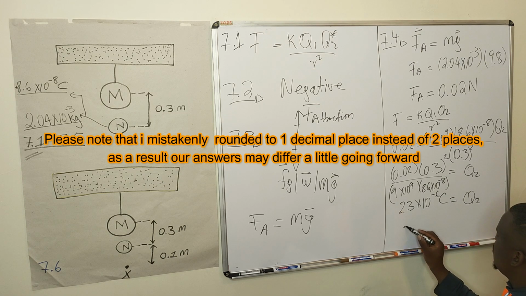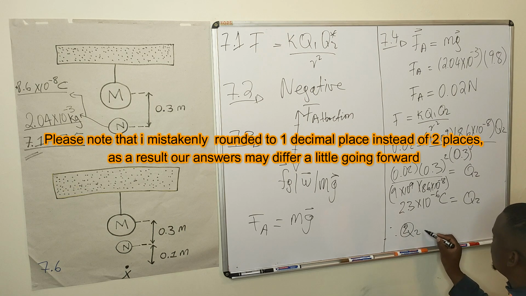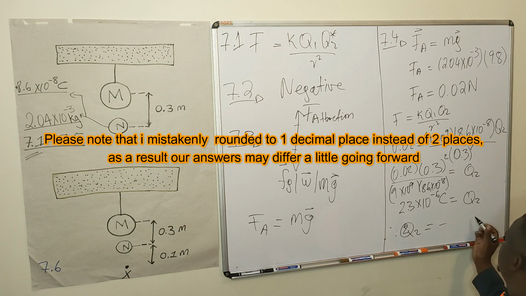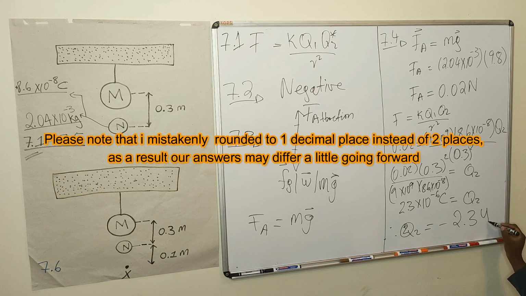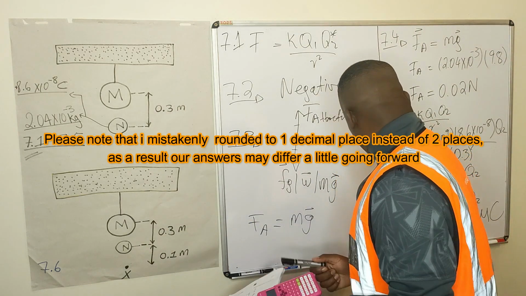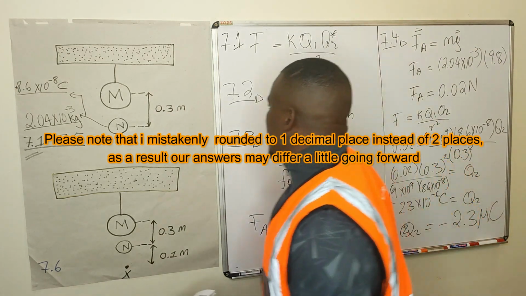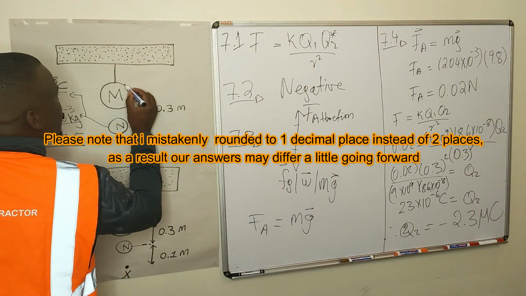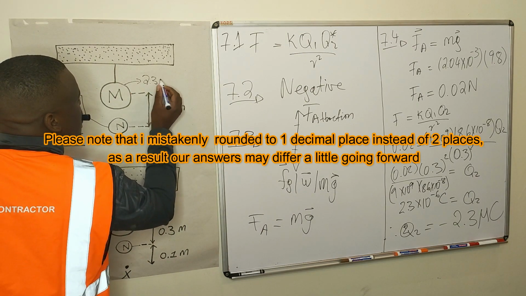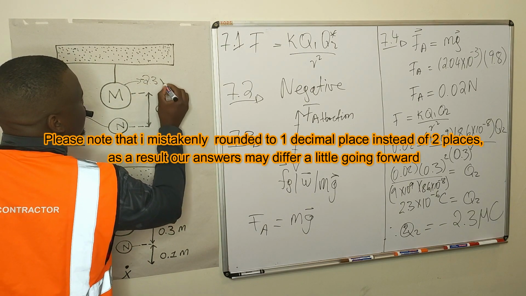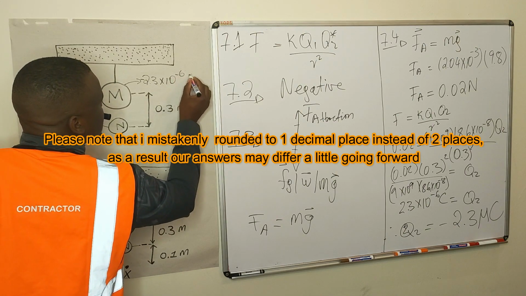So one can say, therefore, Q2 is equal to minus 2.3 microcoulombs. So this is our Q2. So we know this charge here now. So we can write it down and say, okay, M is minus 2.3 times 10 to the minus 6 coulombs.